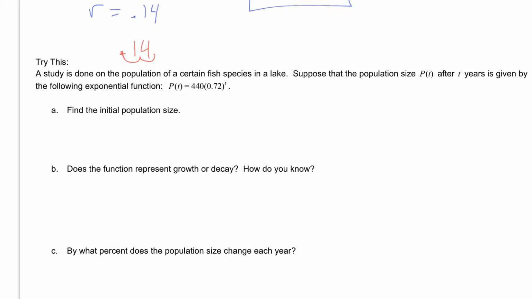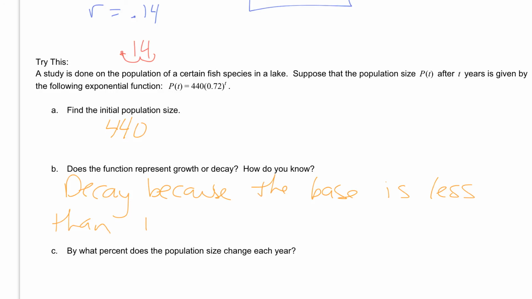If you did the try this correctly, you should see for letter A that your initial population size is 440. It represents decay because the base is less than 1 but bigger than 0. And letter C, by what percent does it change each year? And that would be 28%. If you have any questions, let me know.